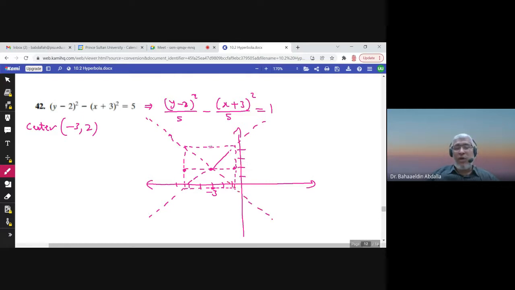And it is y, so it's a vertical hyperbola. This is the graph of this hyperbola. And the foci would be here because this is the transverse axis.